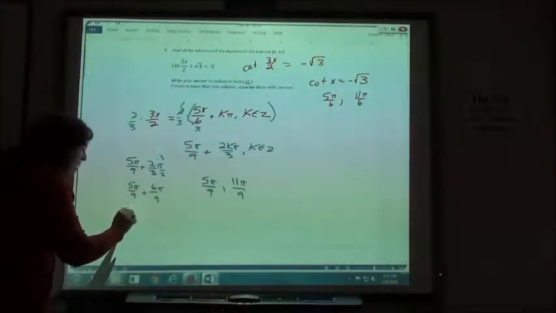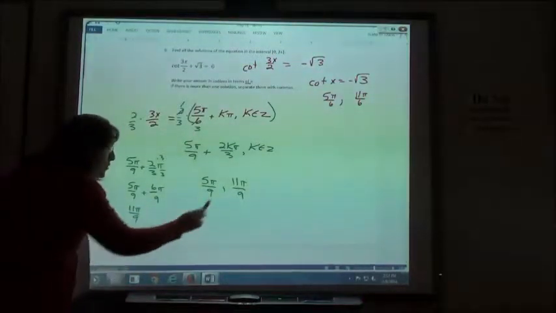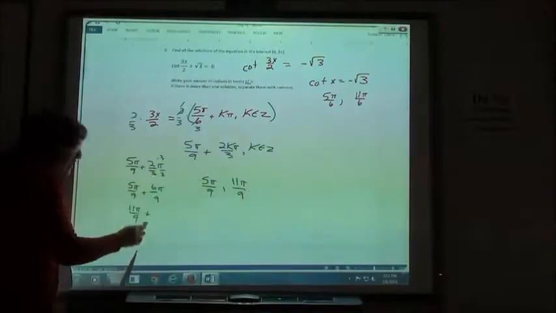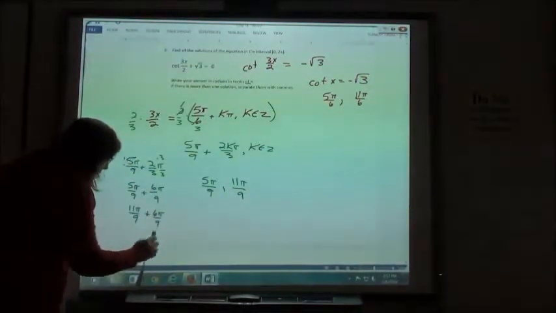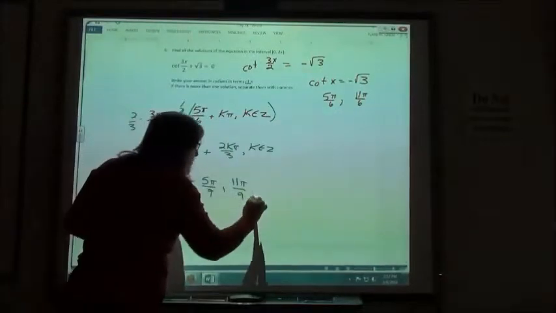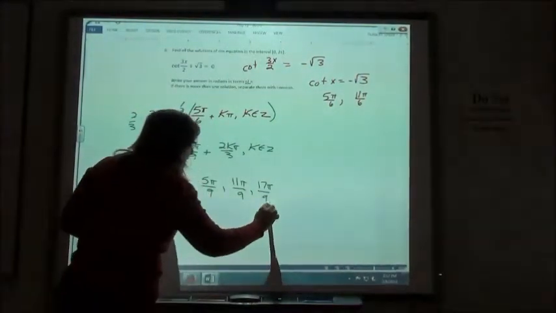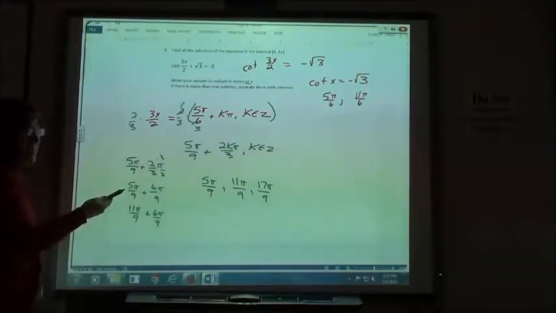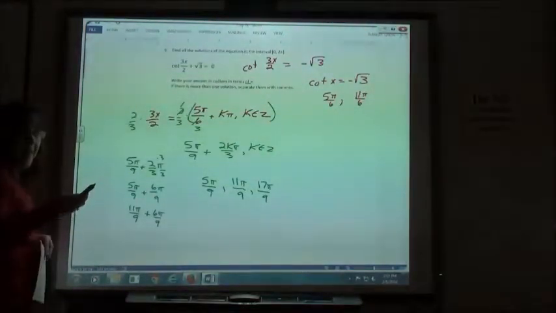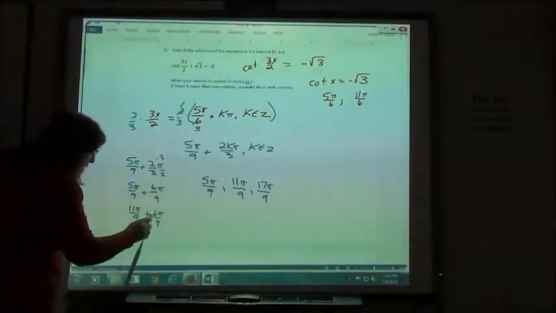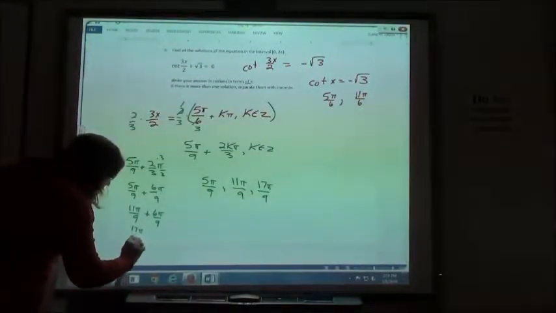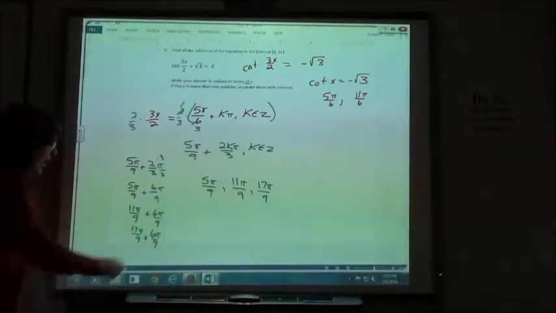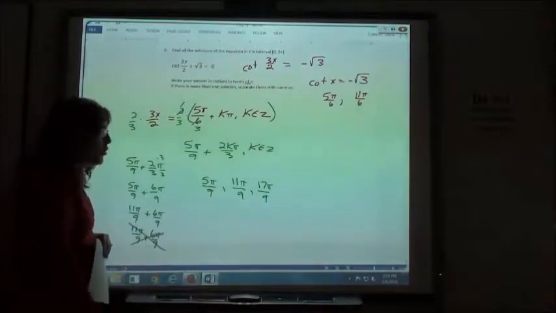So again, I'm going to have my 11 pi over 9, which was this answer. I'm going to add my 2 pi over 3, which I changed to 6 pi over 9. And if I add that together, I get 17 pi over 9. That's still less than 2 pi. 9 goes into 17, 1 and 8/9. I'm not quite to 2, right? If I take my 17 pi over 9 and add another 6 pi over 9, then I'm going to be too big. That's going to be more than 2 pi.